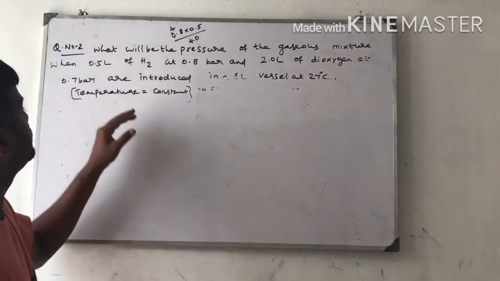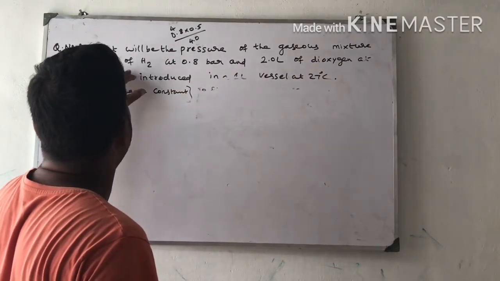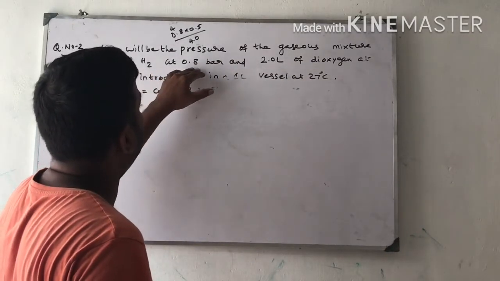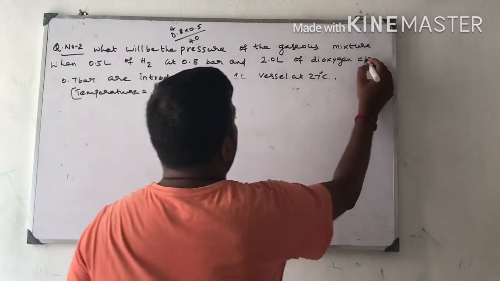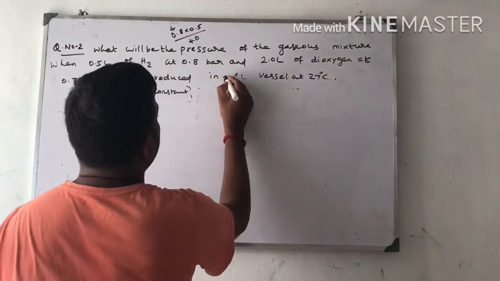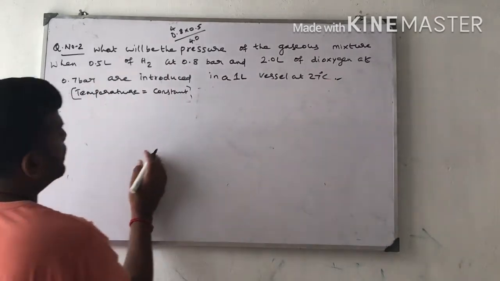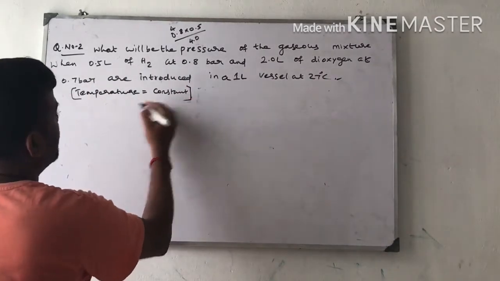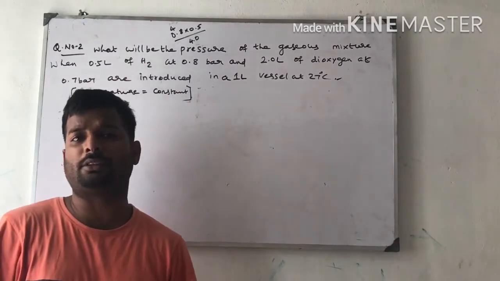The second question is, what will be the pressure of the gaseous mixture when 0.5 liter of hydrogen at 0.8 bar and 2 liter of dioxygen at 0.7 bar are introduced in a 1 liter vessel at 27 degrees Celsius. Temperature should be constant. Temperature constant means we have to apply Boyle's law.